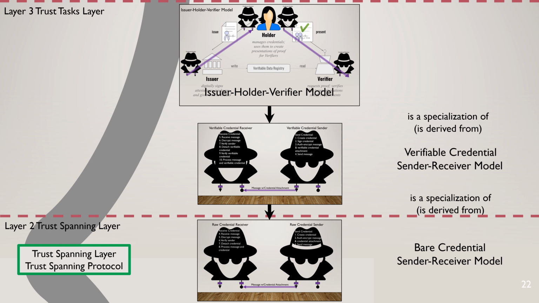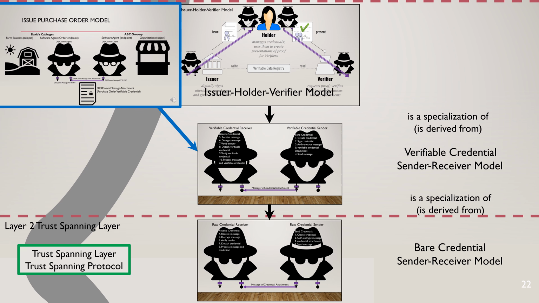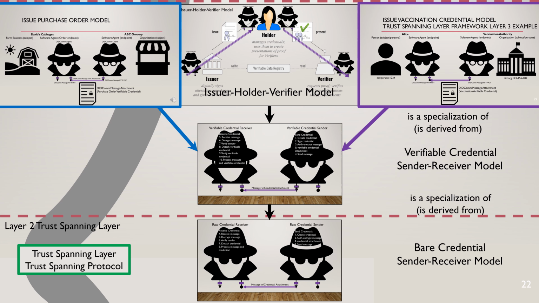So how does this fit into the hierarchical taxonomy of verifiable credential sender-receiver models? Well, if we look at the issue purchase order model, it's really just almost the same as the left side of the issuer-holder-verifier model. So the issue purchase order model is just yet another specialization or derivation of the verifiable credential sender-receiver model. On the right-hand side, the issue vaccination credential is also just a specialization or a derivation of the verifiable credential sender-receiver model. In the center of the diagram, and as we've discussed before, the verifiable credential sender-receiver model is just a specialization or a derivation of the bare credential sender-receiver model at the bottom.